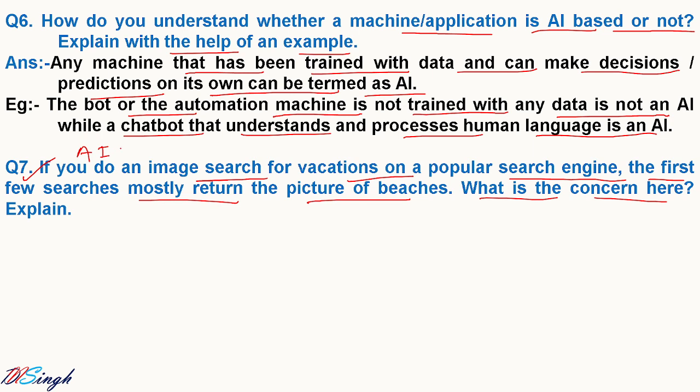AI bias. So a machine inherently does not have any bias. पूर्वाग्रह मशीन का अपना कुछ नहीं होता, but while a person develops an algorithm for that machine, and that algorithm unknowingly or knowingly, the inherent prejudices or biases which are inside the human thinking also pass on to the machine algorithm, and that may result in such type of situation.